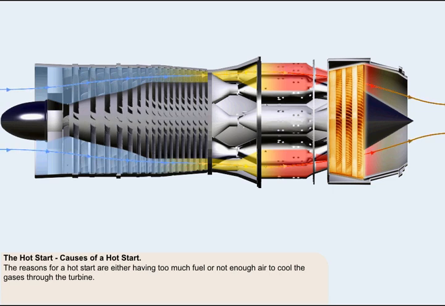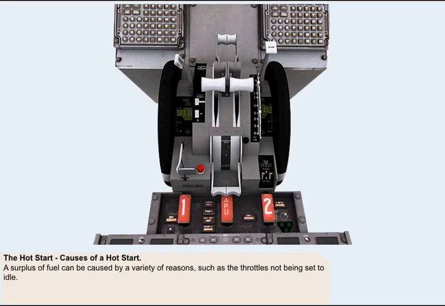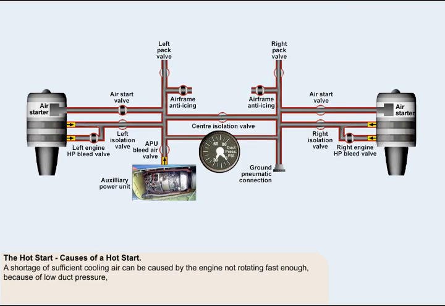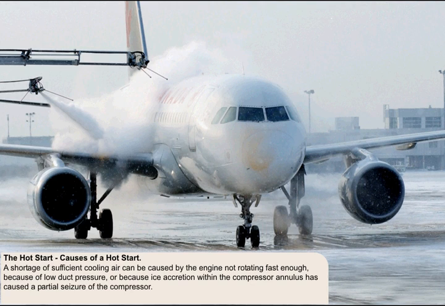The reasons for a hot start lie almost entirely in having either too much fuel or not enough air to cool the gases through the turbine. A surplus of fuel can be caused by a variety of reasons, such as the throttles either not being set to idle during the pre-flight check or being knocked away from the idle position after the pre-flight check. A shortage of sufficient cooling air can be caused by the engine not rotating fast enough, maybe because the duct pressure is too low to drive the starter motor at the required speed. Slow engine rotation could also be caused because ice accretion within the compressor annulus has caused a partial seizure of the compressor.